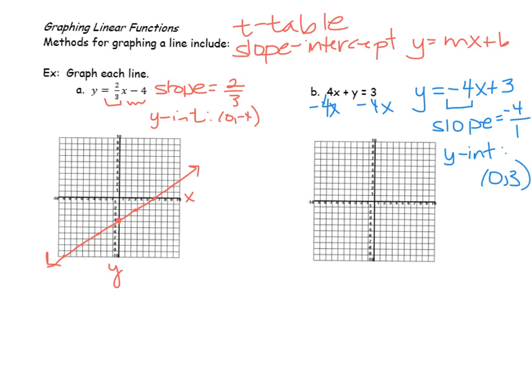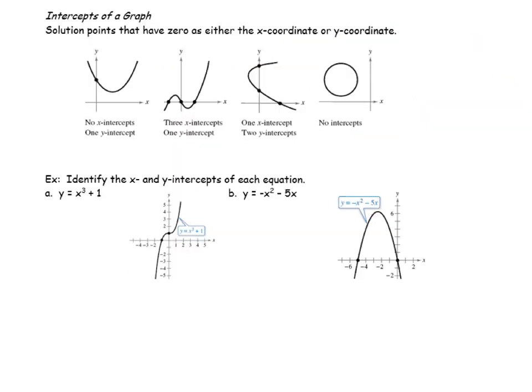Pause the video and graph that line all the way through the graph. Then press play and see how you did. You should have a very steep line when you're done. From left to right, you're going downhill, and you cross the y-axis at (0, 3).